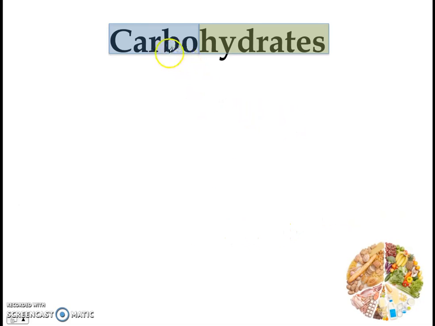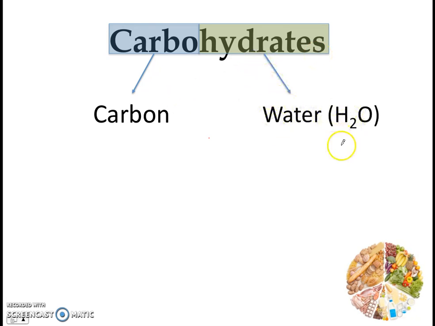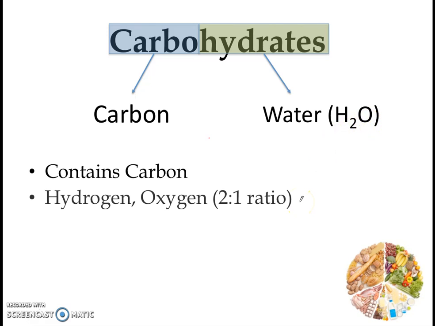So just looking at the word carbohydrates, you get an idea of the kinds of chemical elements that you find inside carbohydrates. You look at carbo and you think of carbon, and you look at hydrates and you think of hydration, you think of water, right, which is made out of hydrogen and oxygen. So carbohydrates contain carbon, they contain hydrogen and oxygen. And also importantly, hydrogen and oxygen are in a 2:1 ratio, so 2 times the amount of hydrogen compared to oxygen. And the most famous example of carbohydrates would be glucose.